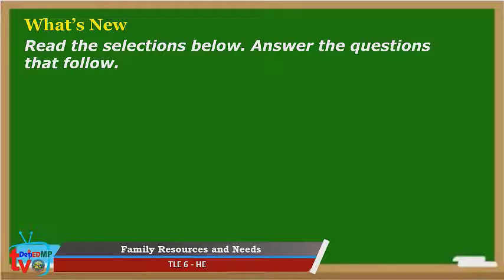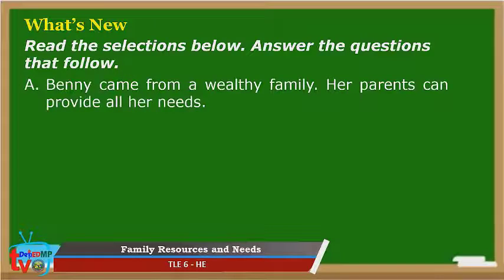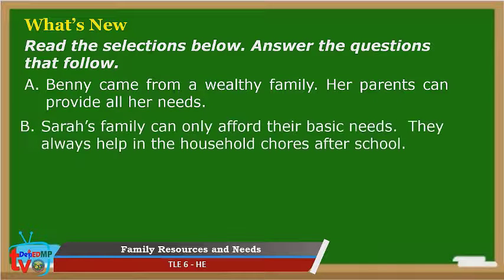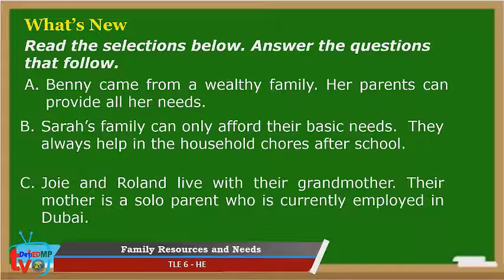Read the selections below. Answer the questions that follow. Letter A. Benny came from a wealthy family. Her parents can provide all her needs. B. Sarah's family can only afford their basic needs. They always help in the household chores after school. C. Joey and Roland live with their grandmother. Their mother is a solo parent who is currently employed in Dubai.